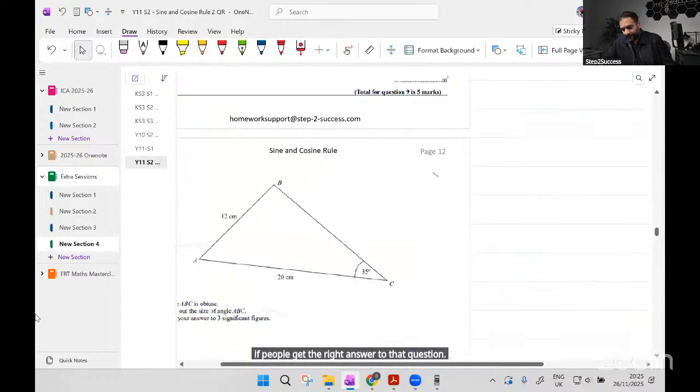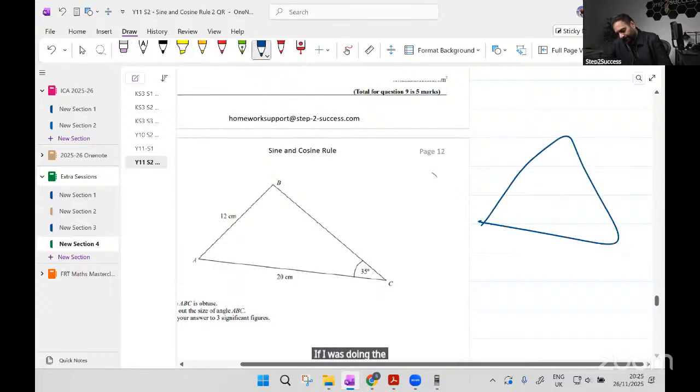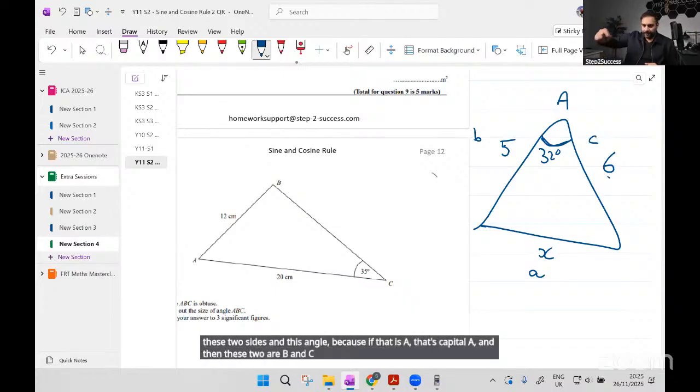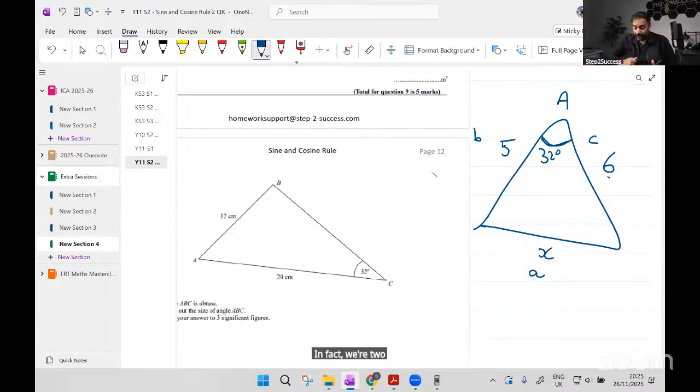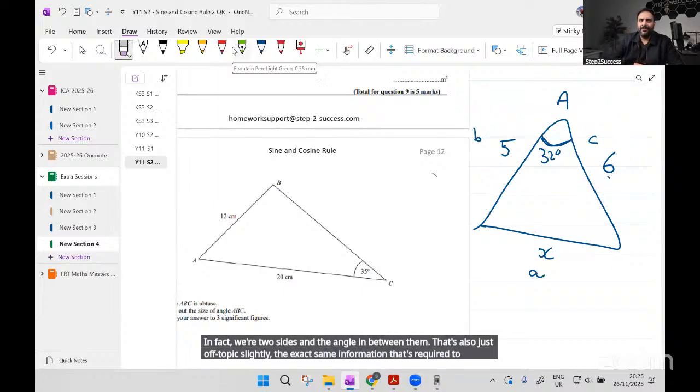Anyway, in answer to your question, if I was doing the cosine rule, if I gave you this triangle, then yes, if I want to work out this side, with the cosine rule I would effectively need these two sides and this angle. Because if that's capital A, and these two are B and C, then the cosine rule requires a B, a C, and a capital A, or two sides and the angle in between them. That's also, just off topic slightly, the exact same information that's required to work out the area of any triangle: two sides and the angle in between.